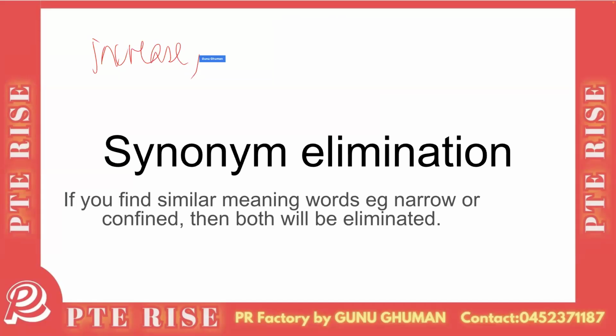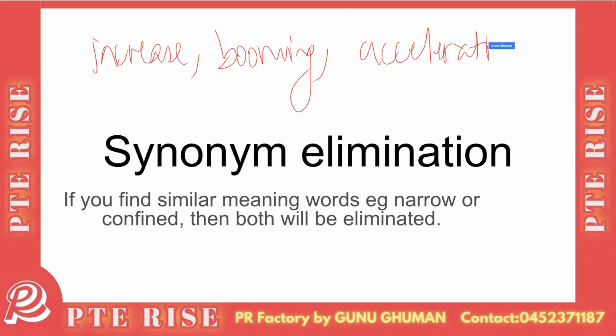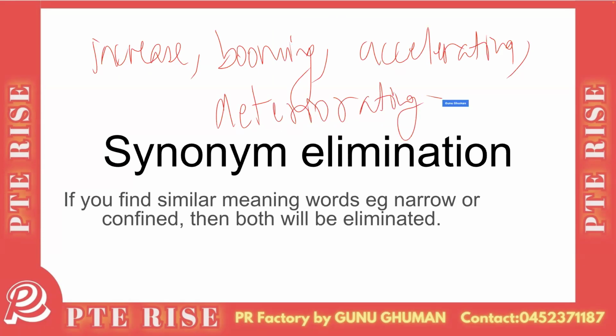increase, booming, accelerating, deteriorating. Which is odd one out? Deteriorating. Very good, Susie, but why? Because increase means increase the volume or increase the sun, whatever. Booming is a similar meaning. Accelerate is a similar meaning to increase. Deterioration means decrease. See the arrows. Up, up, up, one is down. It is called odd one out.